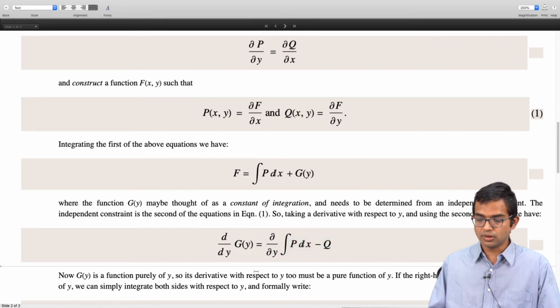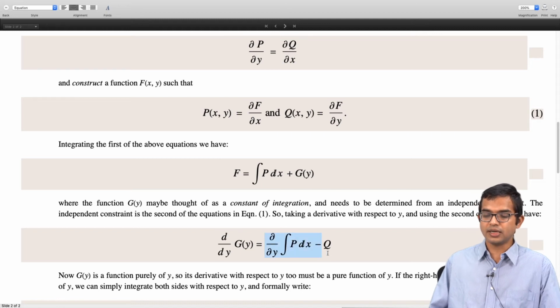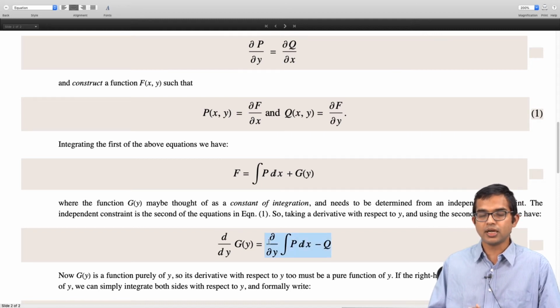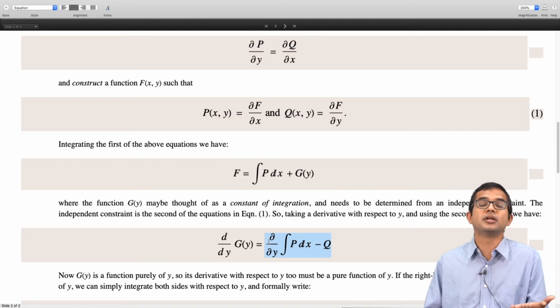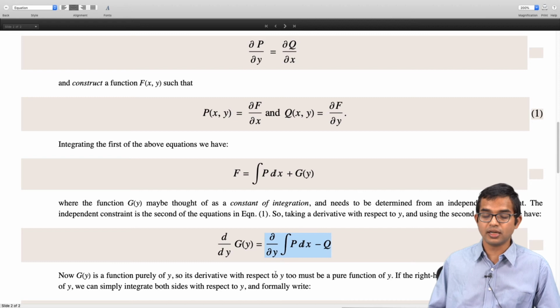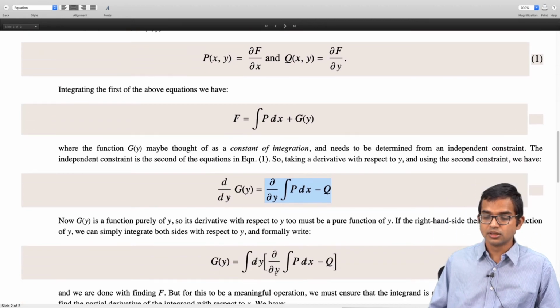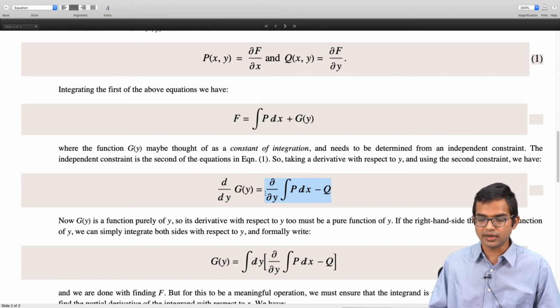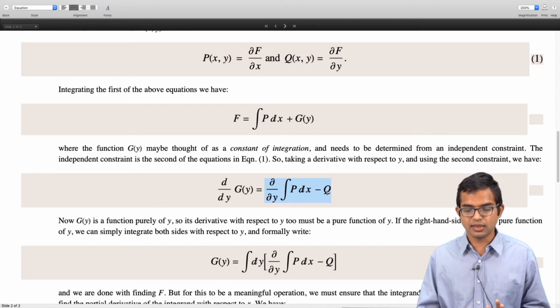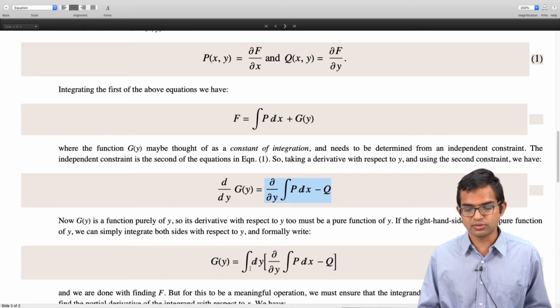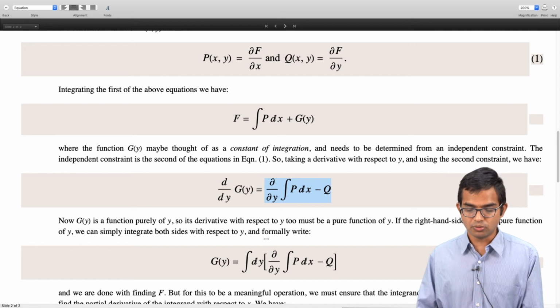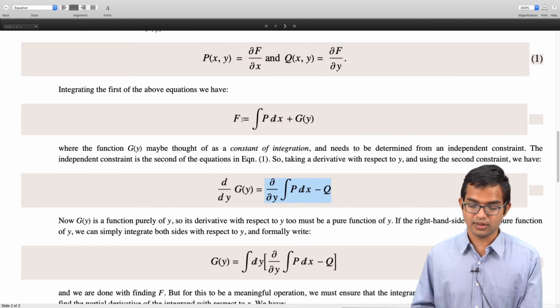In other words, there can be no dependence on x of this combination on the right hand side, right? Another way of stating this is to find the partial derivative of the right hand side with respect to x and show that it is equal to 0. If that happens, then of course g of y can just be integrated, right? If the right hand side is purely a function of y, then we can solve for g of y in terms of this integral with respect to y, and then you're done, because f is this integral, p is known and g is known according to this prescription. You have managed to work out a formal expression for this function f in terms of p's and q's.